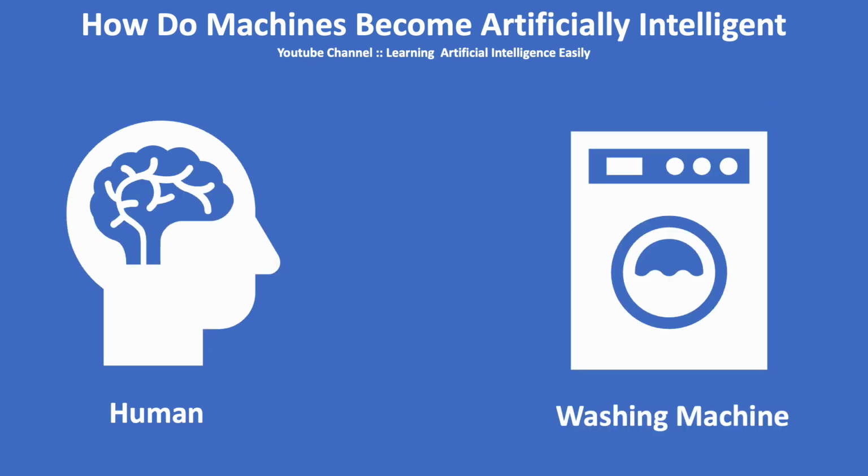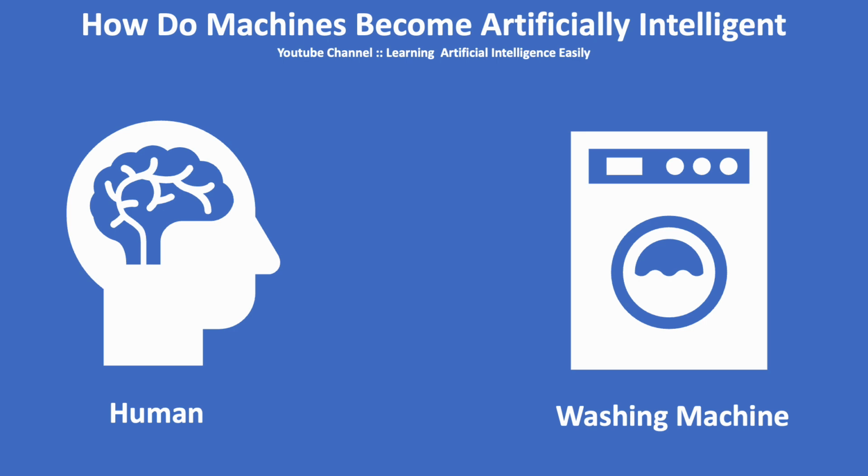As our objective is very clear, that we want machines to become artificially intelligent, in this case I am picking a quick example of a simple washing machine and trying to highlight the journey of how we can make this machine intelligent.